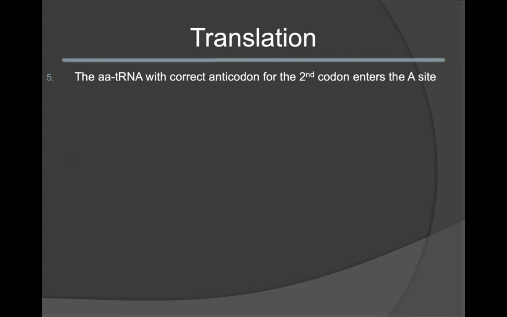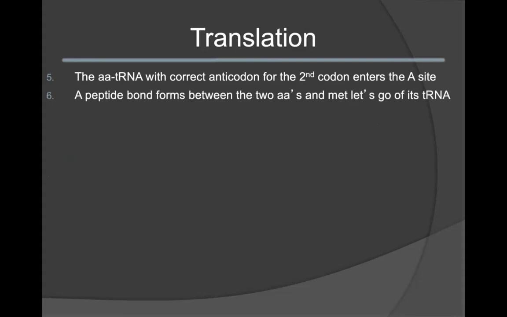The tRNA with the correct anticodon will then enter into the A site, leading to the formation of a peptide bond between these two amino acids. Once a peptide bond is formed, the initiator tRNA molecule will release the methionine.